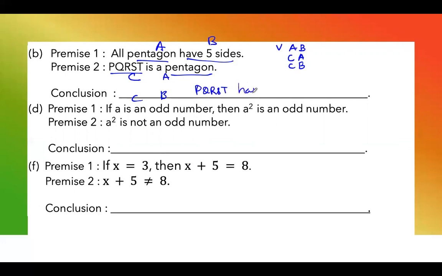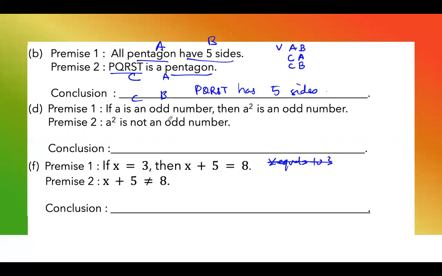PQRST has 5 sides. Remember, don't add any unnecessary words there. Just follow the argument given. Don't be kepo, don't put anything extra. If the number is in numbers, don't change it into words. For example, if x equals 3, don't go and change it to x equals to 3 in words. Don't do that.